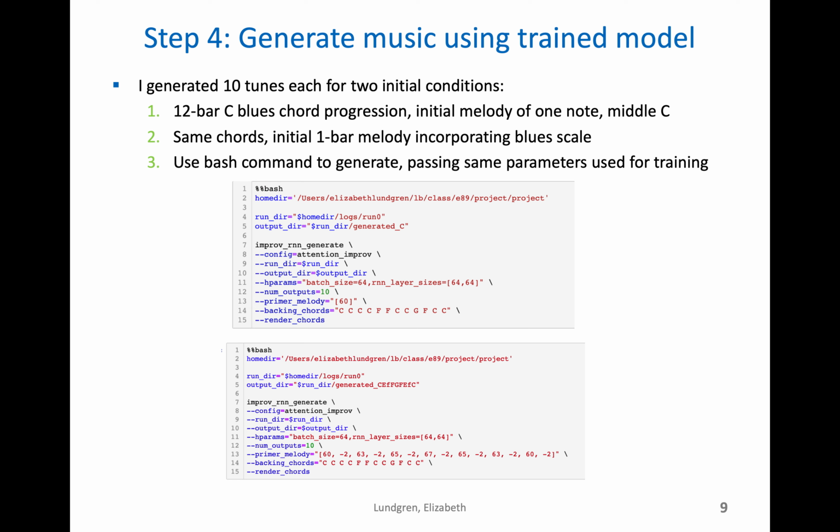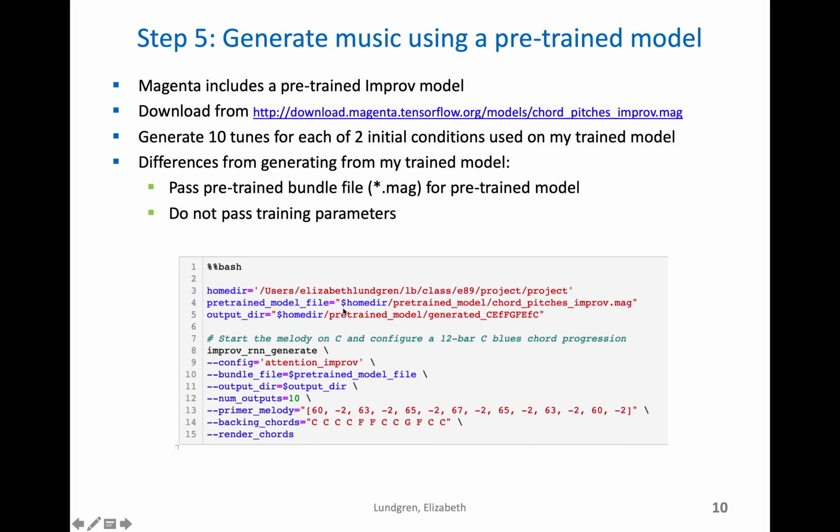I generated 10 tunes for each of 2 initial conditions: a 12-bar C blues with an initial note of C, and also the 12-bar C blues with an initial 1-bar melody incorporating the blues scale. Here you can see there's a function, improv RNN generate. You pass a primer melody and you pass the backing chords.